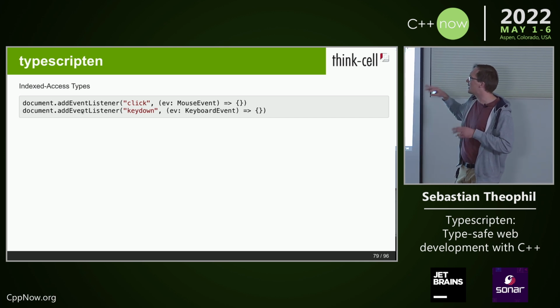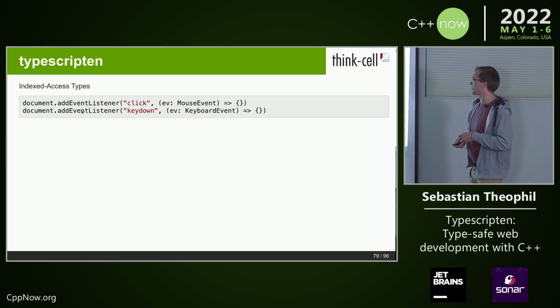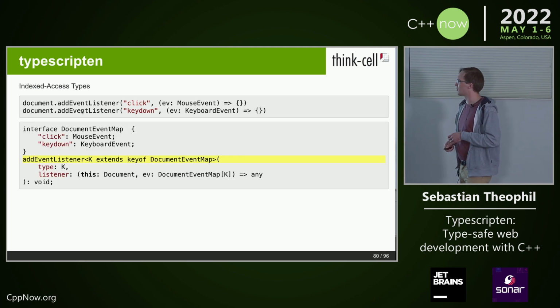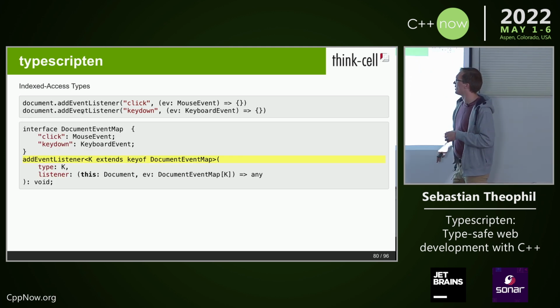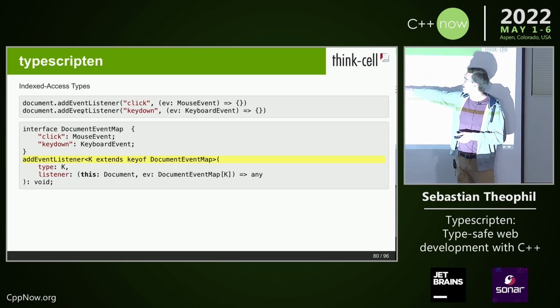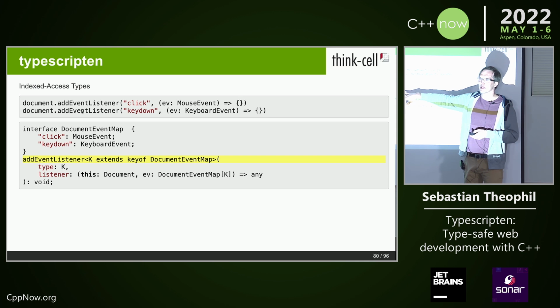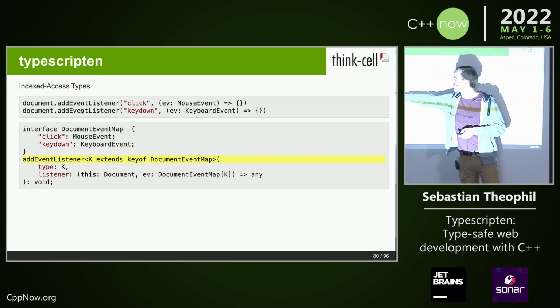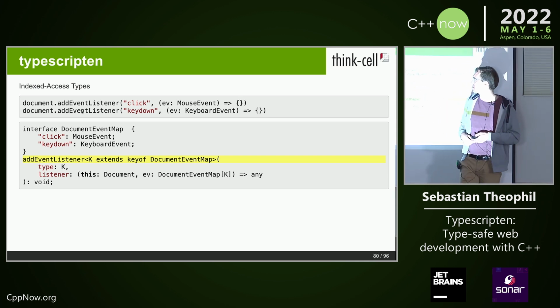This is what index access types do in TypeScript. So this is what it looks like. So the TypeScript programmers thought, well, we'll introduce a type. And this type is actually just a map. It's a map of property names of strings to types.